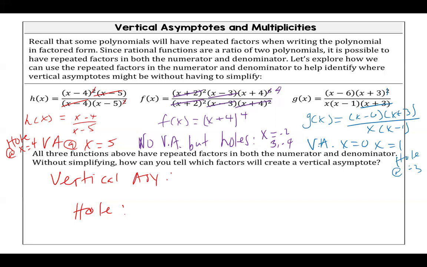So at least one person at each table, make sure you hear how you're going to remember, whether it's a vertical asymptote or a hole.